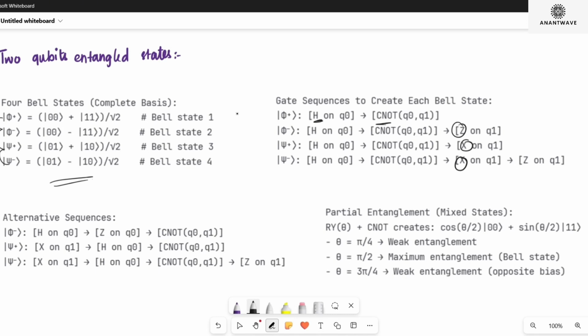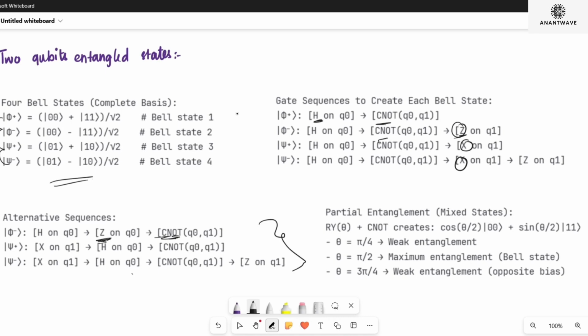We also have alternate sequences. Quantum gates can often be reordered. Apply the Z gate before CNOT. Here we applied the CNOT gate first and then Z. Here we are applying the Z gate and then CNOT. So we can apply different orders to get different combinations and different sequences.